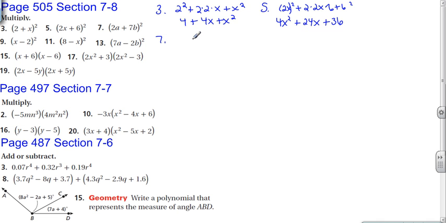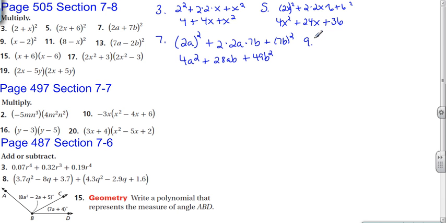Number 7, it's another square of a binomial, so I can use the shortcut, which says I square the first term. Since the middle terms add, I'm going to write add. I multiply the two terms together, 2a times 7b, but then I double that, and I square the last term. So 2a times 2a is 4a squared. 2a times 7b is 14ab, and then you double 14ab to get a 28ab. And then 7b times 7b is 49b squared.